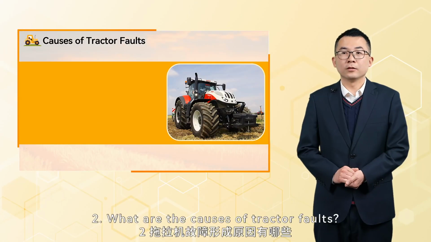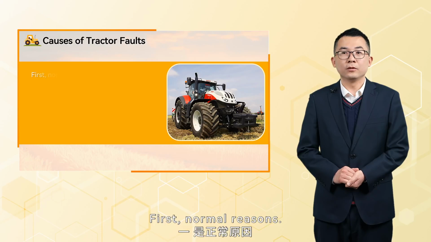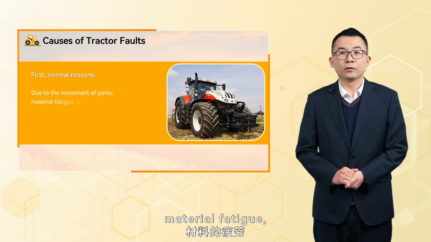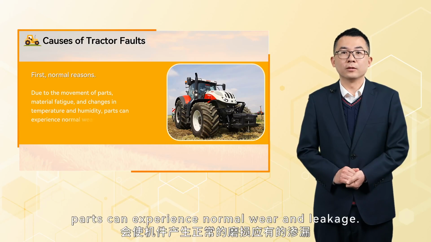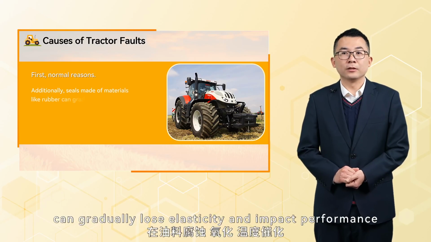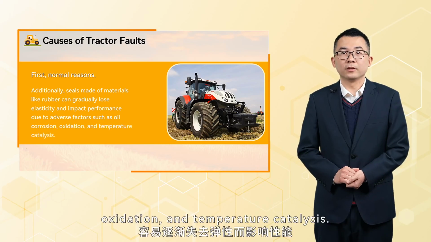2. What are the causes of tractor faults? There are two causes of tractor faults. First, normal reasons. Due to the movement of parts, material fatigue, and changes in temperature and humidity, parts can experience normal wear and leakage. Additionally, seals made of materials like rubber can gradually lose elasticity and impact performance due to adverse factors such as oil corrosion, oxidation, and temperature catalysis.